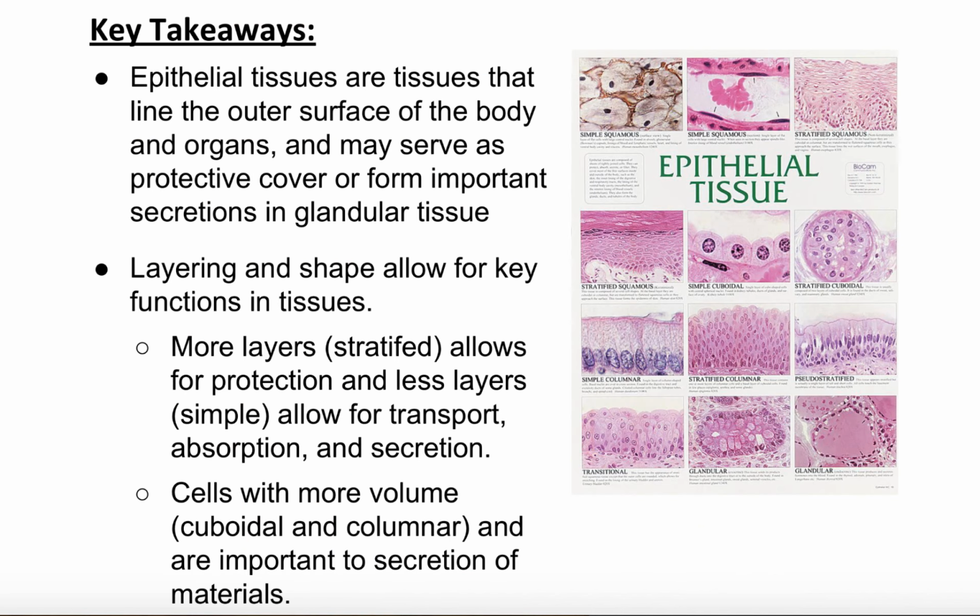All right, key takeaways. Epithelial tissues are tissues that line the outer surface of your body and organs, and they protect, and they can sometimes form a glandular tissue that secretes. Their layering determines whether they play a more protective role, which will always be the case for stratified, or whether they might play a role in something else, such as secretion or absorption or transport. In addition, cells with more volume, like cuboidal or columnar cells, are the main cells used for secretion, for making stuff and absorbing stuff. But if you want to transport and diffuse things through a layer really quickly, you want to use squamous.